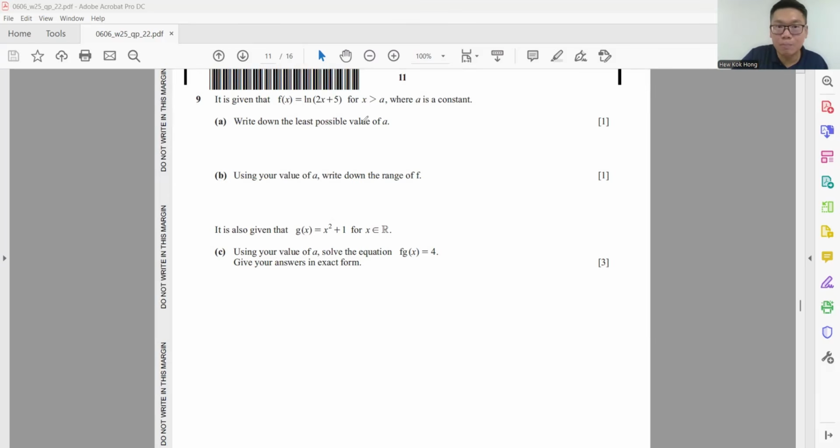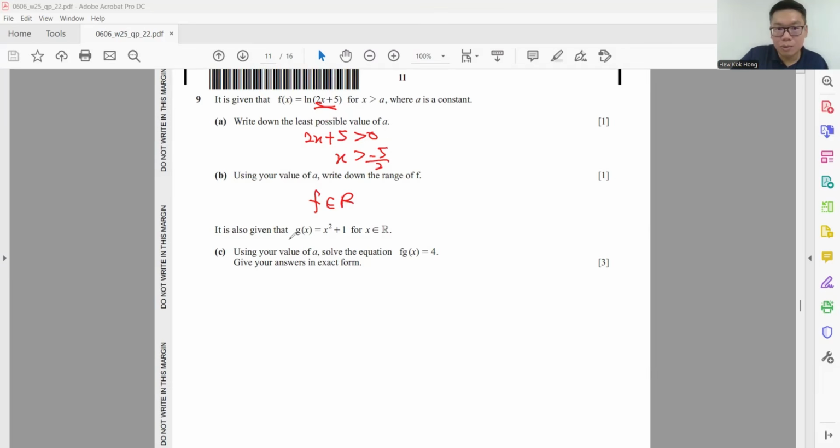Question 9 is given that f(x) equals to this, x more than a. Write down the least possible value of a. Every time they talk about the log graph, the bracket must be more than 0. You just leave your answer in this way, or you tell me a equals minus 5 over 2. And then they say use your value of a, write down the range of f. So we sub this in, you found that it's maths error, then we can confirm it's the set of real numbers.